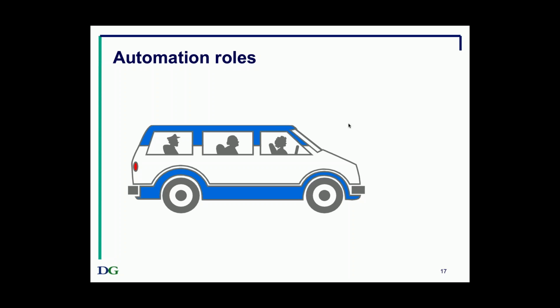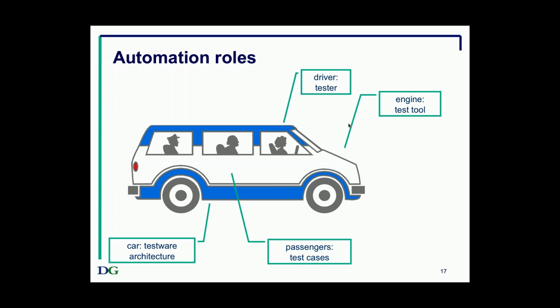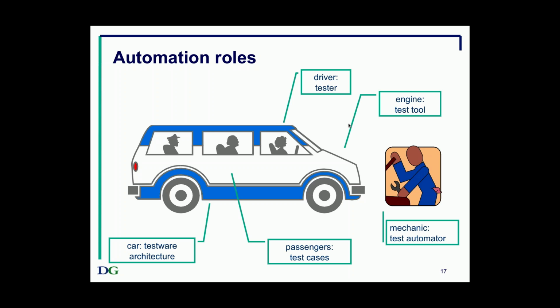Well, we use the analogy here of a van. The test tool is actually the engine. It's what's getting us from one place to the next. The test cases are the passengers in the car, and the car is the Testware architecture. The driver is the tester. Where's the test automator? Well, actually, the test automator is like the mechanic. He's looking after the health of the engine and also the health of the car. The one person who's designing the car itself might be the Testware architect.